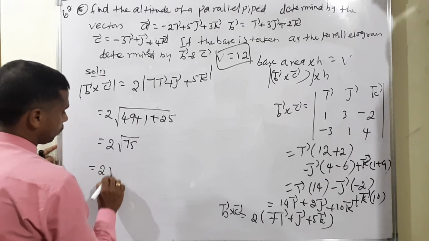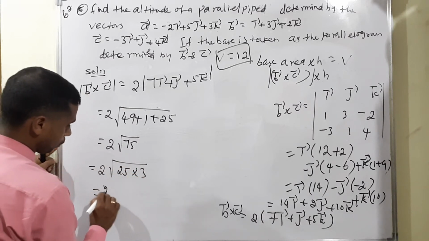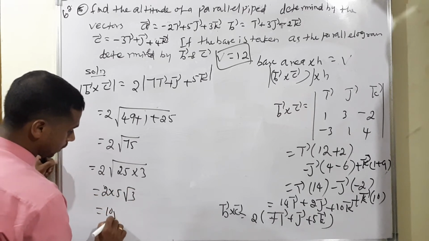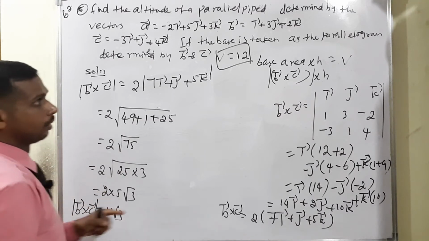Then again, 25, how can we split it? 25 into 3. So 25 take common outside means 5 into 3. Therefore, 2 into 5 means 10 root 3. This is called modulus of b vector cross c vector.